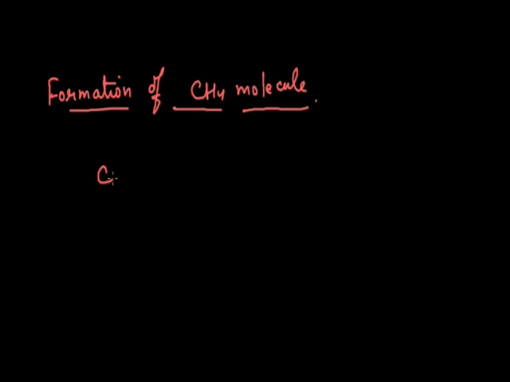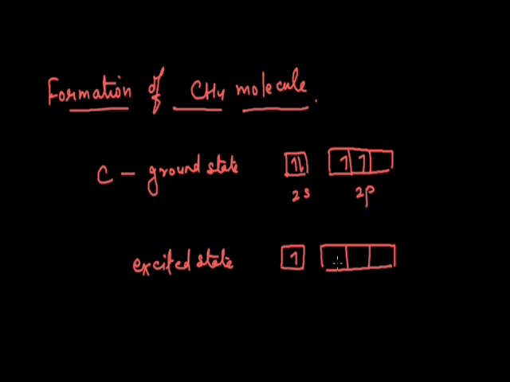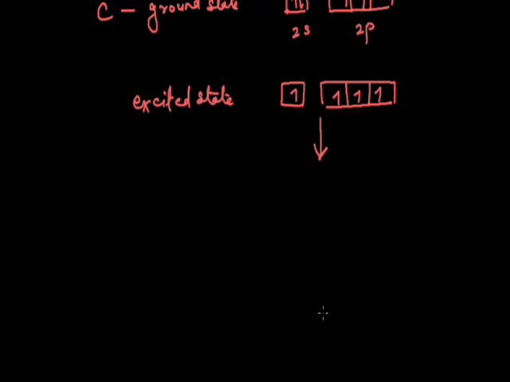As we have already seen, the carbon in the ground state has the outermost configuration 2s² 2p², and in the excited state the configuration is 2s¹ 2p³.